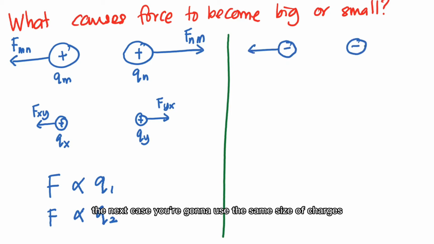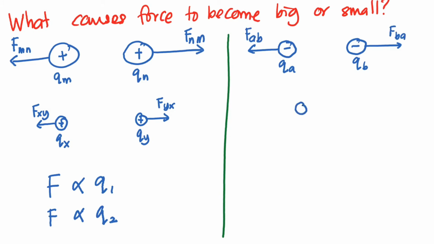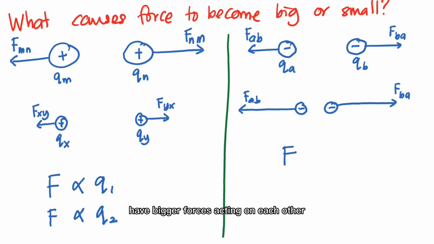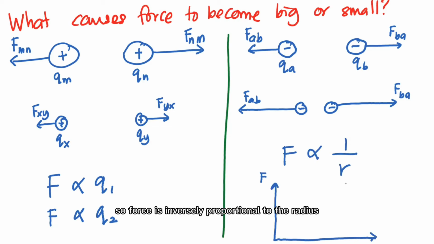The next case, we're going to use the same size of charges, but this time we're going to put them at different distances apart. The charges at the top are much farther away than those at the bottom. But look at the lengths of the arrows. The ones that have smaller radius have bigger forces acting on each other. So force is inversely proportional to the radius.